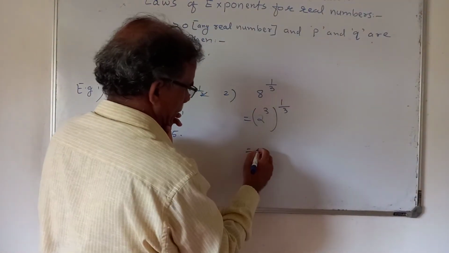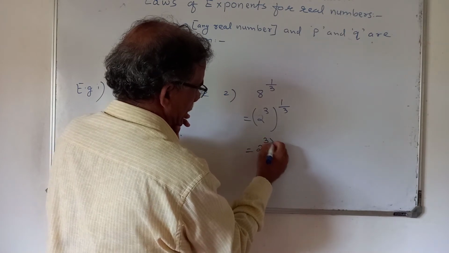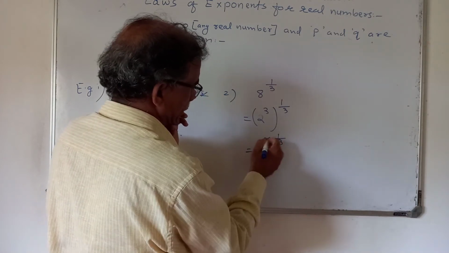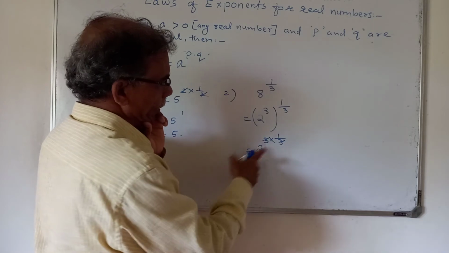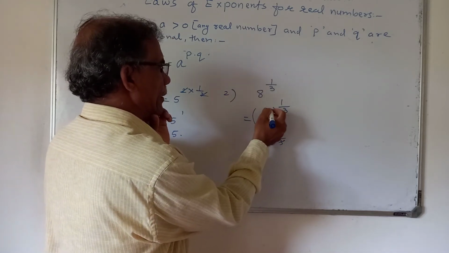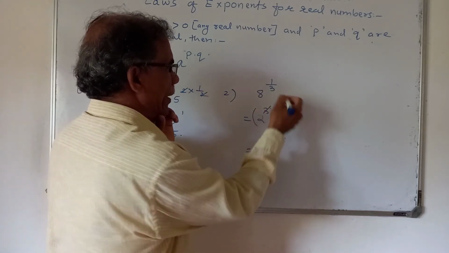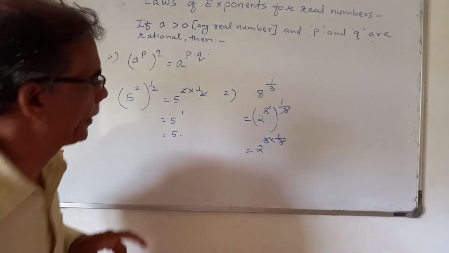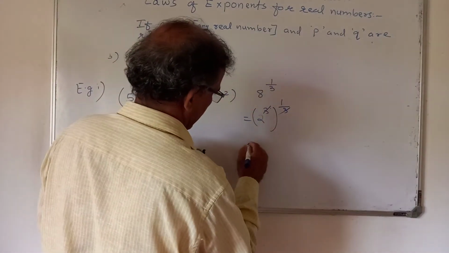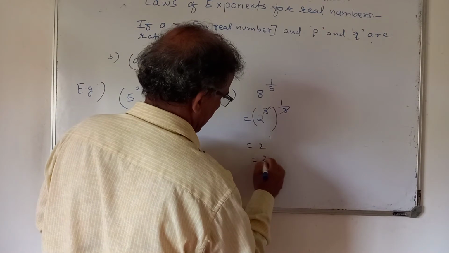Now you can solve. So it is 2 raised to 3 into 1 by 3. 3 gets cancelled. So 2 raised to 1. Here also, if this is into 3, this is upon 3, you can cancel like this. And now you can write it is 2 raised to 1 means 2.